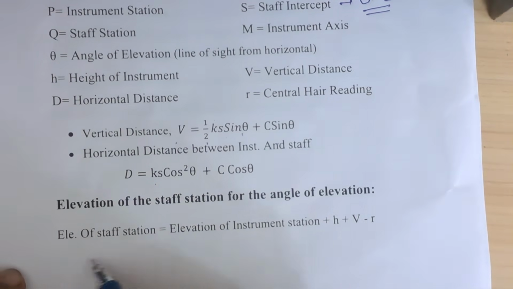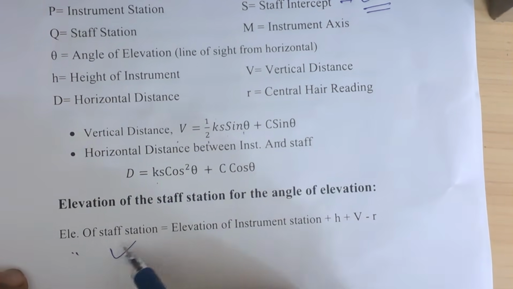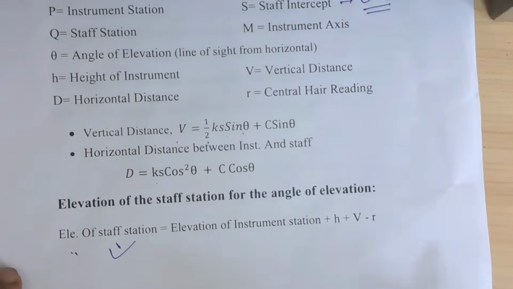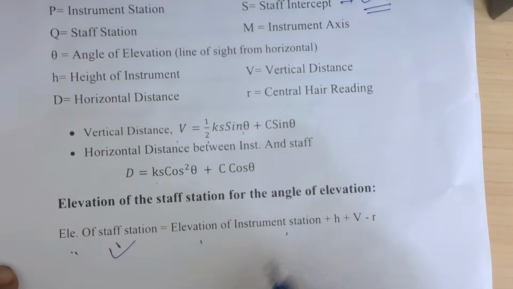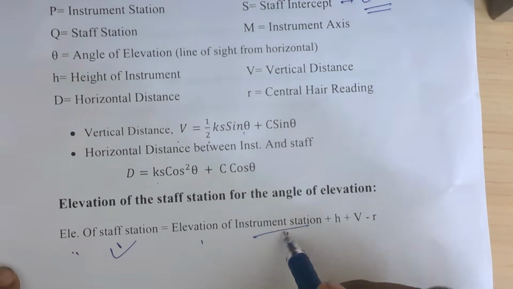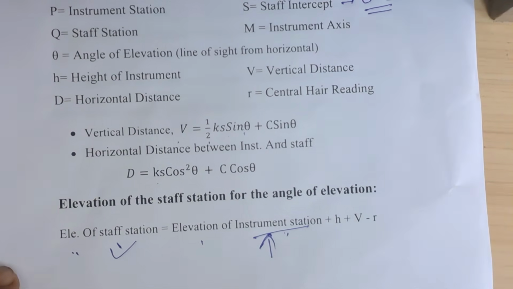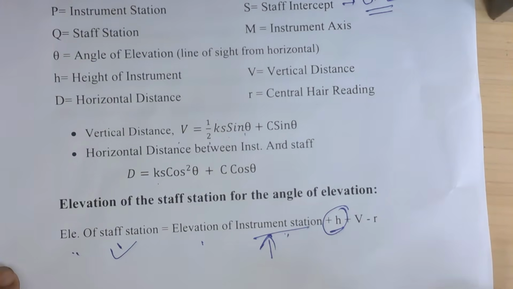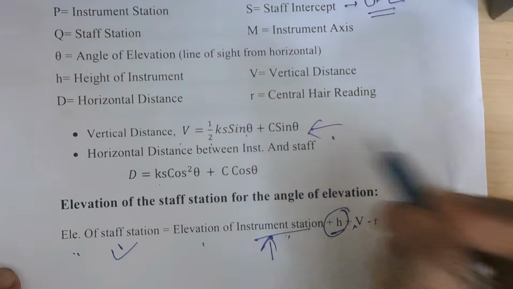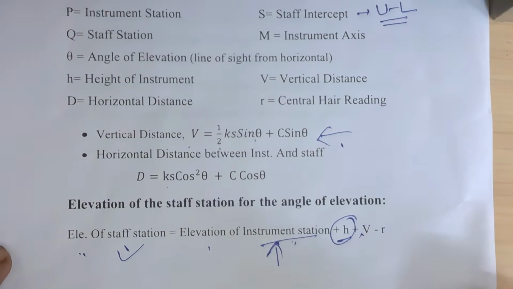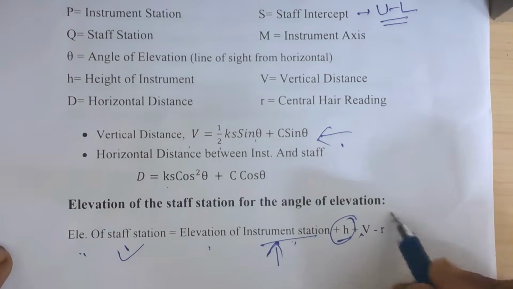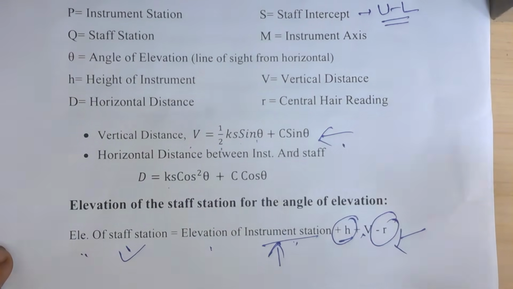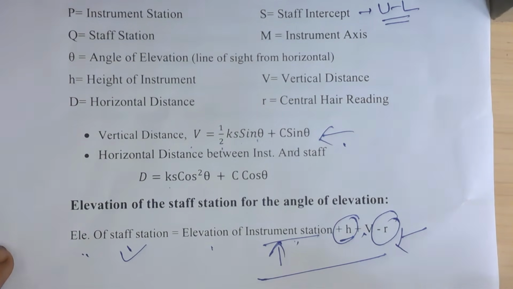Here you can see the angle of elevation of the leveling staff when we fix it. The elevation of the instrument means where we fix our instrument location, plus h, that is the height of the instrument, plus V, which we find using the formula we generally use, plus or minus r, that is the center crosshair reading. So using this formula you can find the elevation of the point Q.